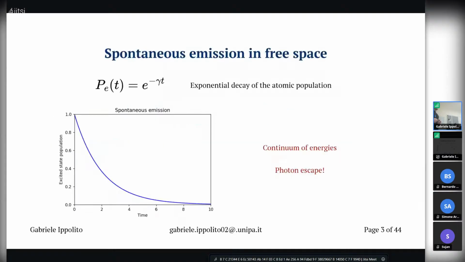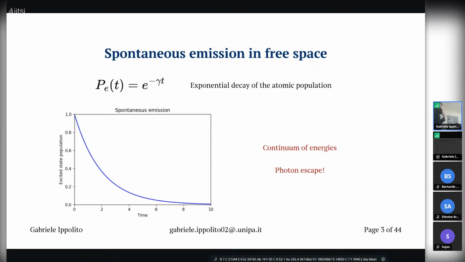So let's start very quickly by saying that all of us know what happens in free space, right? If we put an atom in free space, it is weakly coupled to the field, in particular with a continuum of energies, and this leads to the well-known spontaneous emission. Basically, the atomic population, if the atom is prepared in the excited state, decays exponentially. Here gamma is the decay rate, and on the other hand, the photon escapes.